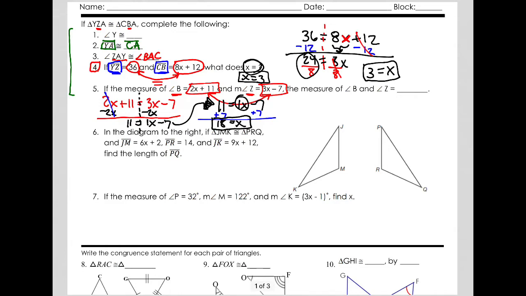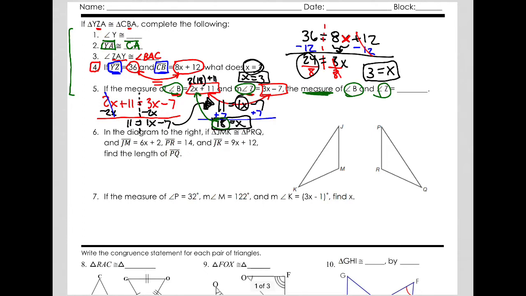Now, in geometry especially, always look back and see if you answered the question. Because they didn't just ask us to find x, they actually asked us to find the measure of angle B and angle Z. Now remember, B and Z are corresponding parts, so once we know one of them, we know the other. So we're going to take our 18 that we just found and put it in for x.